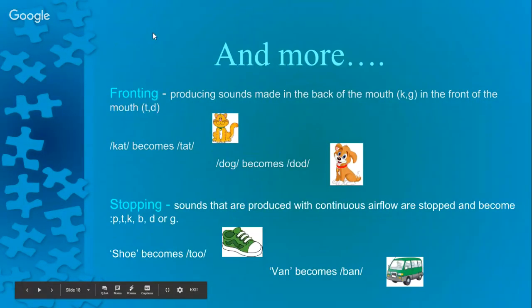Here are some more. Fronting. There are sounds we make at the back or the velar part of our mouth, the soft palate area. We make the k sound back there. Well, when young children don't make the k in the back of their mouth, but instead make it in the front, t, cat becomes tat, and dog becomes dod.